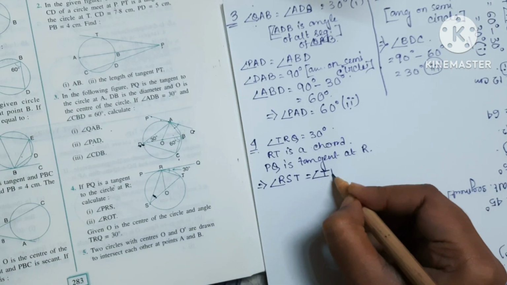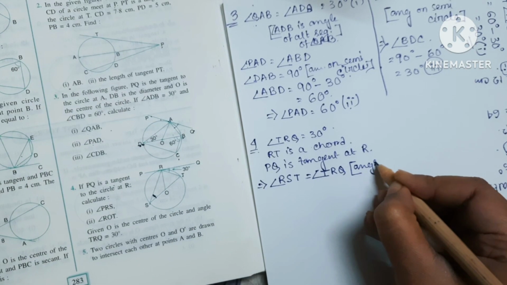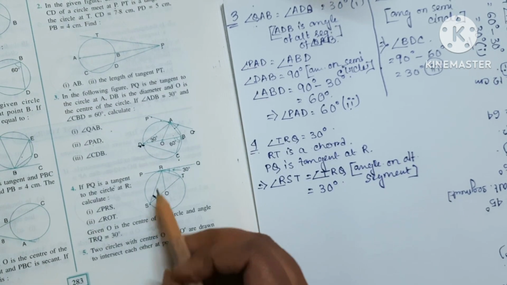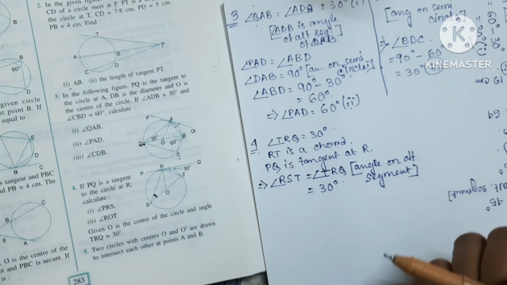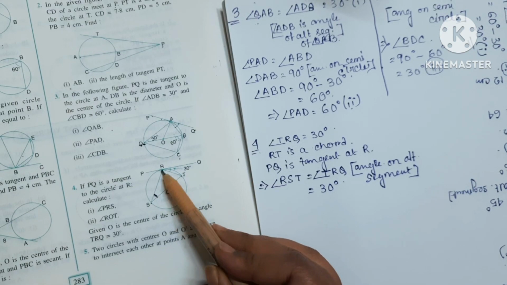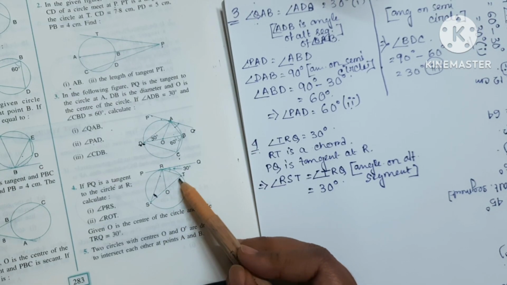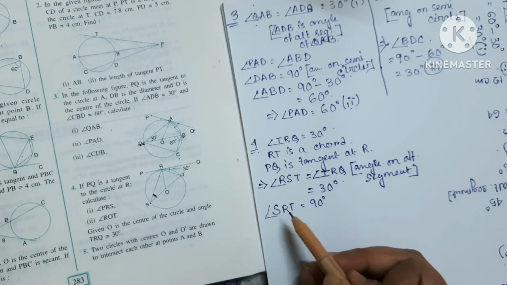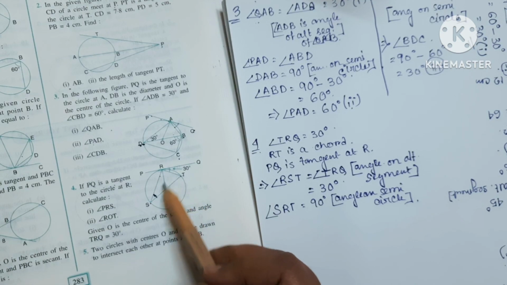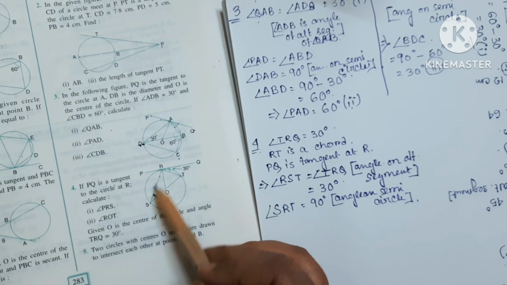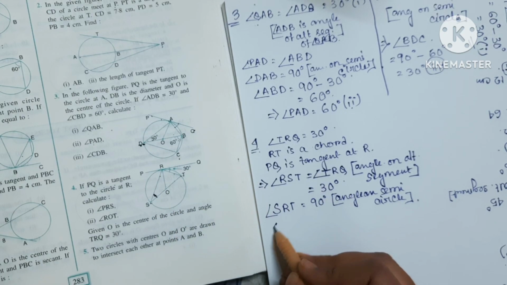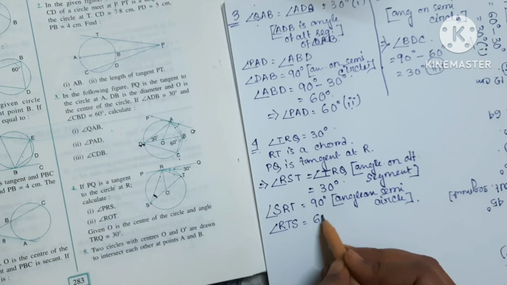So that will be equal to angle TRQ, angle on alternate segment, which is 30 degree. So RST is 30 degree. Now see, O is the center, so ST is diameter. So angle SRT is 90 degree, because angle on semicircle. In triangle SRT, one angle is 90 degree and one is 30 degree, so angle RTS will be 60 degree.